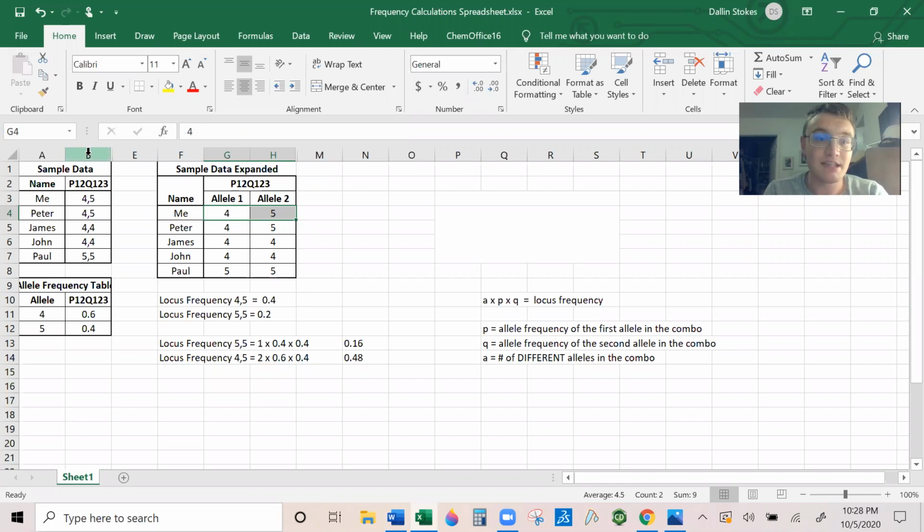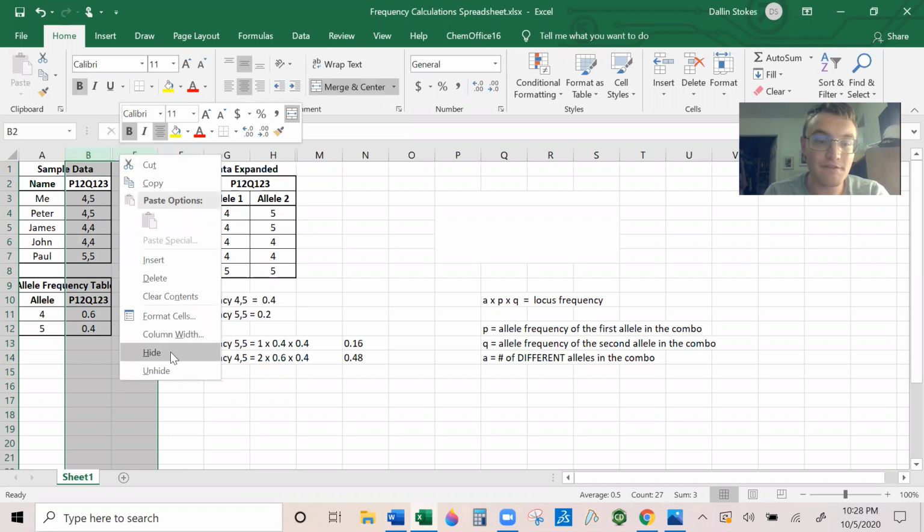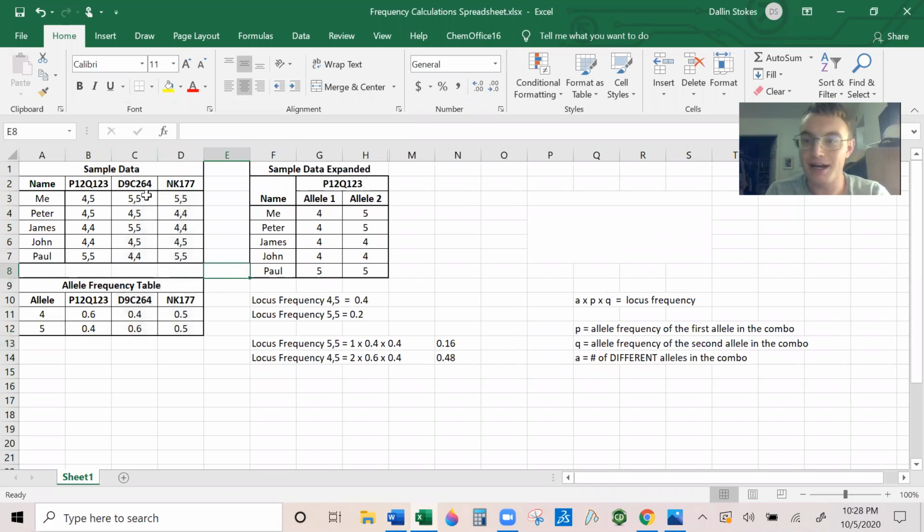Profile frequency is saying, if I look at a few more loci here, what are the odds that I find another person in the population that has a 4-5 at P12, a 5-5 at D9, and a 5-5 at NK177? If the person has 2 out of 3 of them, they don't count. So the profile frequency is saying, what are the odds I find another person like me? Notice this is going to be a really small number, because what are the chances that I'm going to find a random person that matches me on all 3 loci? That's what we're doing with profile frequency.